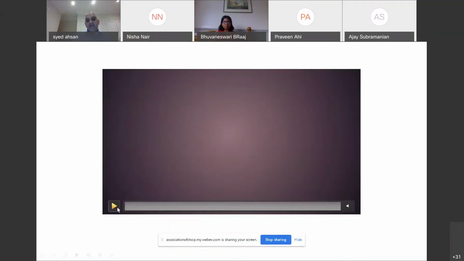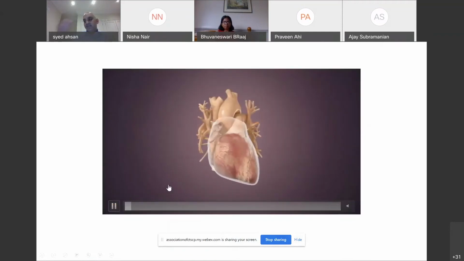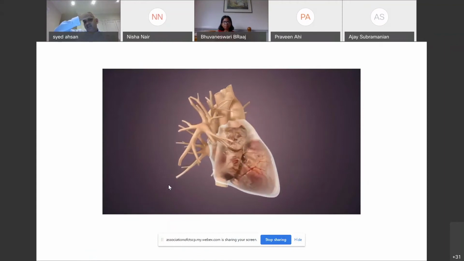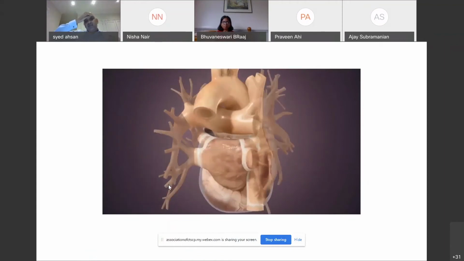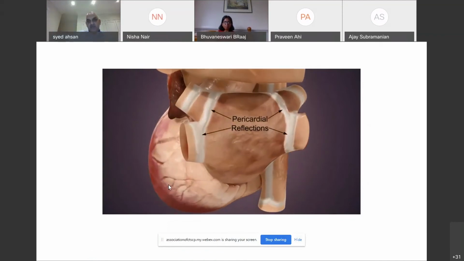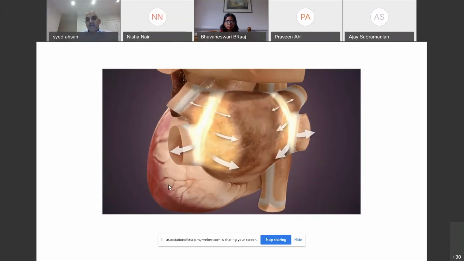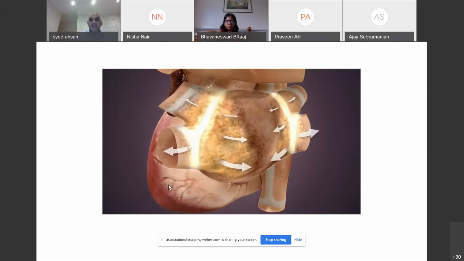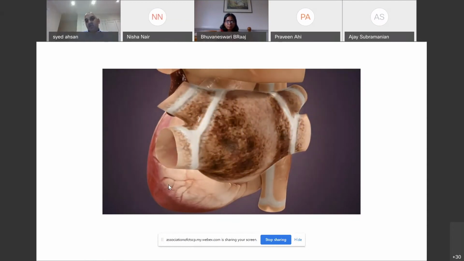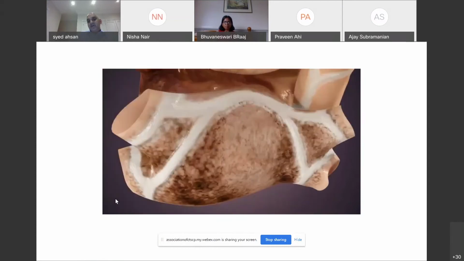I'm just going to play a quick video and talk you through the importance of the mechanisms in persistent atrial fibrillation. As you all know, you've got pericardial reflections, which maintain the heart at the top. Over time, particularly with risk factors such as diabetes, hypertension, obesity, sleep apnea, as you develop AF, the posterior wall of the heart stretches and it's held in place by these pericardial reflections.